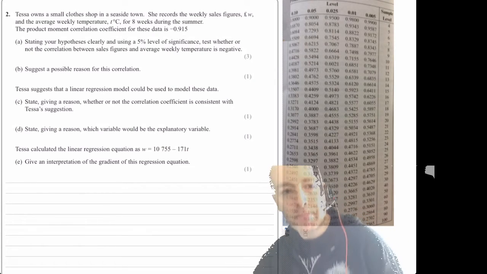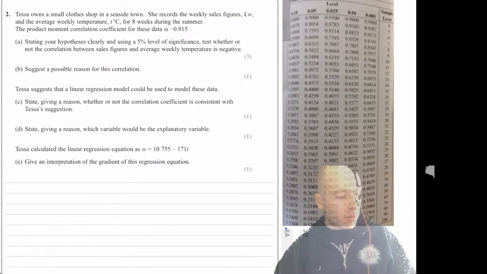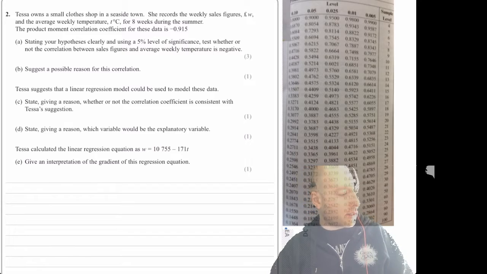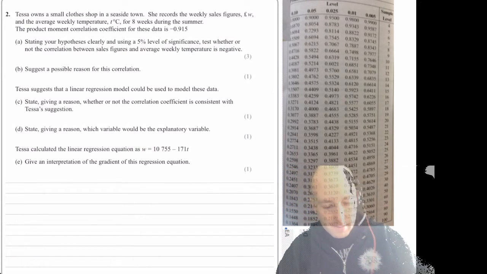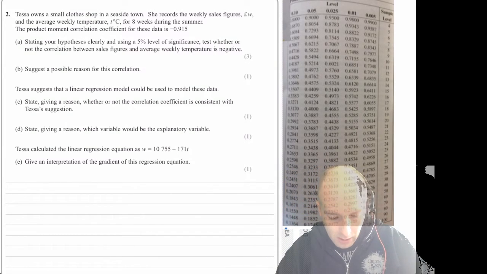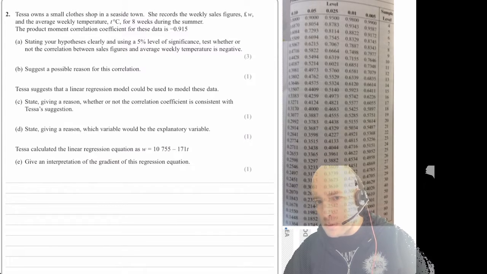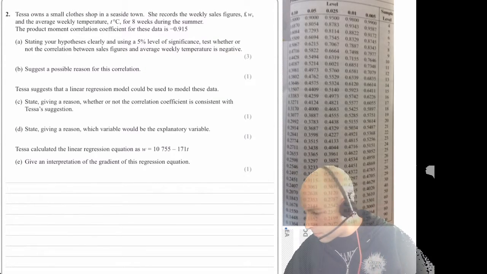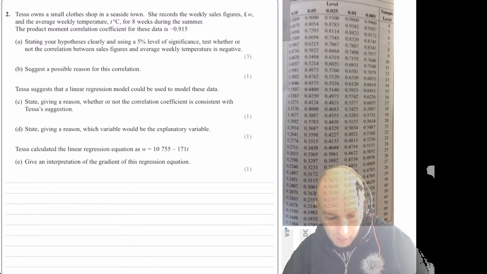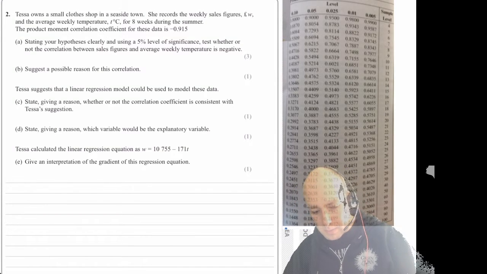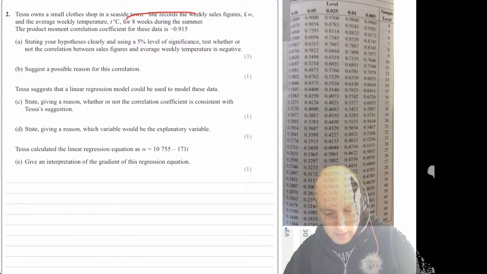Cool. Okay. So we'll go through this one and then we'll do the rest of this hopefully on Friday. So Tesla owns a small shop, records the weekly sales figures and the weekly temperature. So we're looking at the correlation between sales figures and temperature for 8 weeks in the summer. So key bit there is we're looking at 8 weeks. And they found the PMCC is minus 0.915.